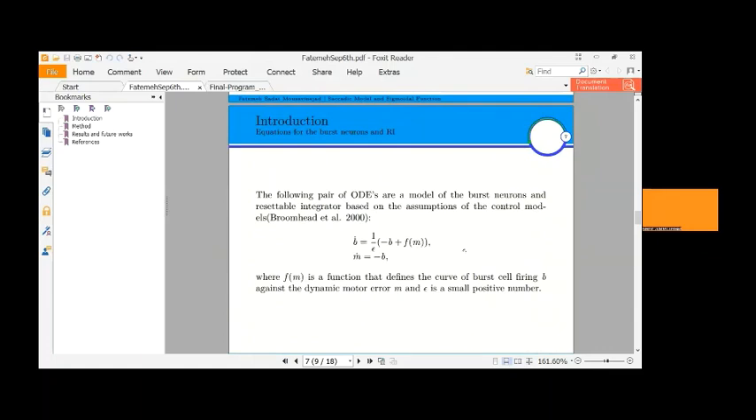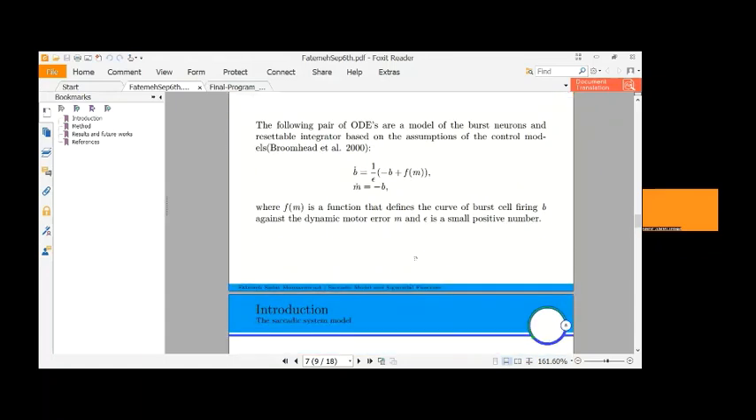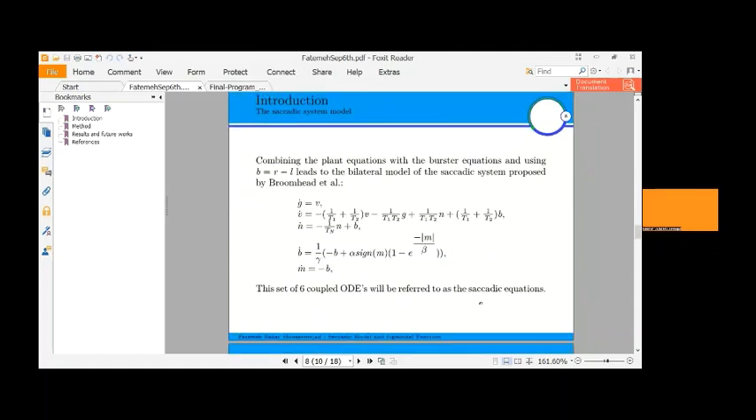We are going to use the sigmoidal function and Naka-Rushton function instead of f of m. Historically, the dynamical model of the saccadic system was presented for the first time by Broomhead et al. It is worth mentioning that in this model, the recorded results of the reaction of right and left burst neurons during saccades are used at different amplitudes. Here, we just indicate this model and skip the explanation of it.